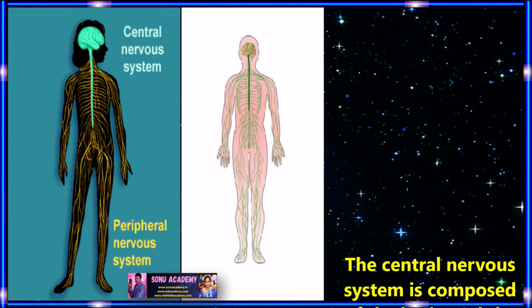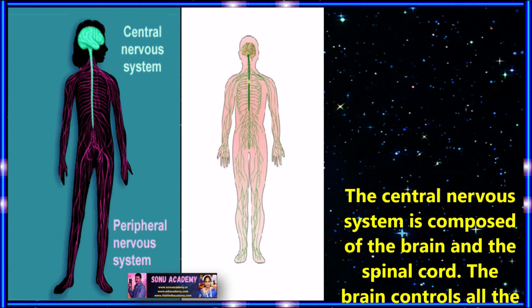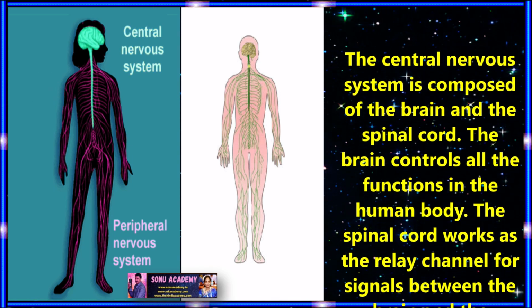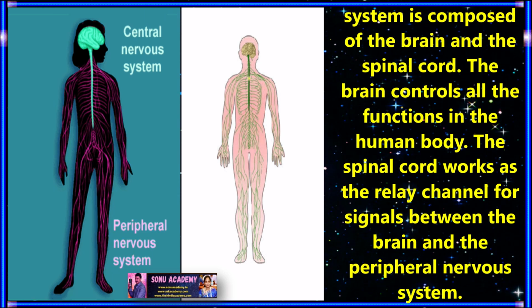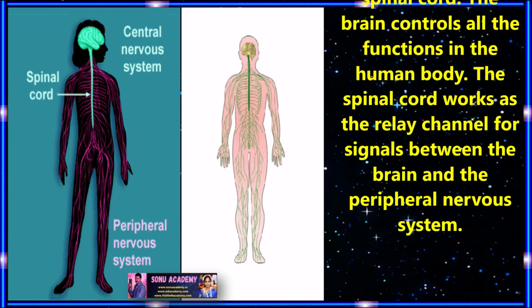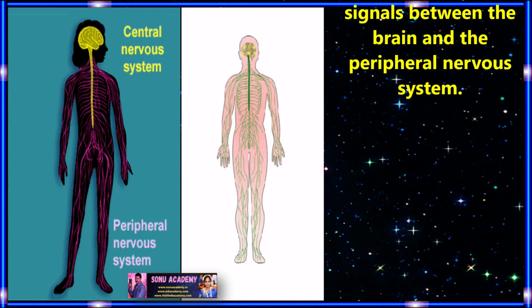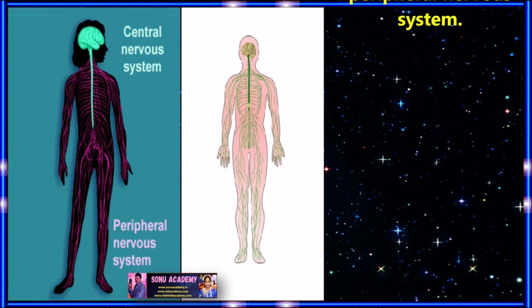Children, let us discuss the parts of the human nervous system. First one is the central nervous system. The central nervous system is composed of the brain and the spinal cord. The brain controls all the functions in the human body. The spinal cord works as the relay channel for signals between the brain and the peripheral nervous system.